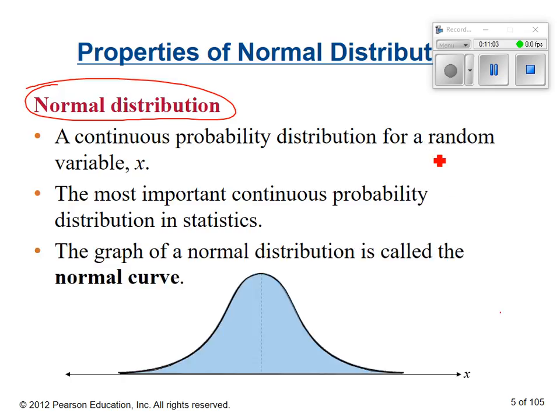The graph of a normal distribution is called the normal curve. It looks like that. We've dealt with the normal curve several times. When you're dealing with the normal curve, remember the empirical rule that we talked about earlier in the year.